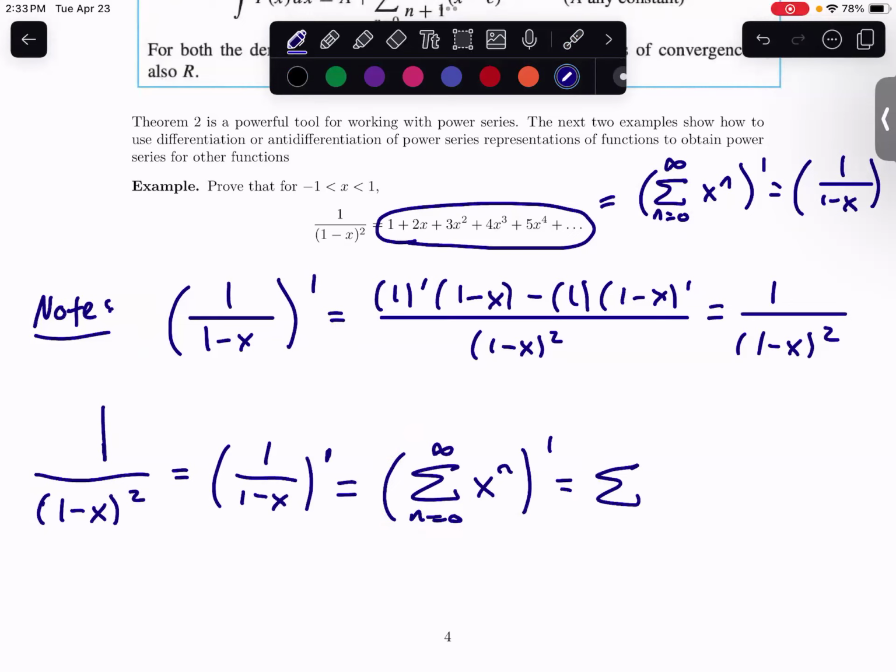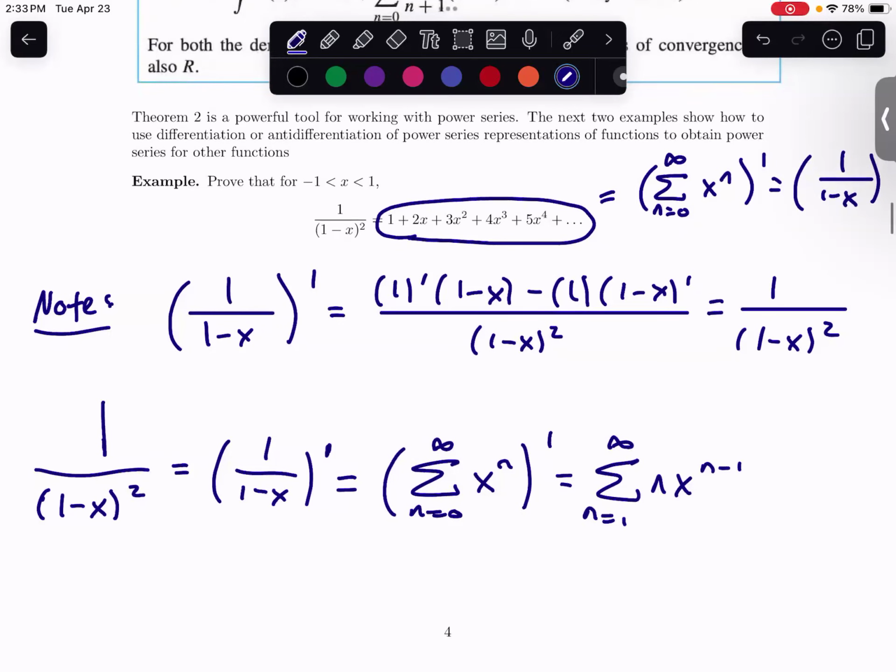When we're taking the derivative, if you're starting at n equals 0, you then go from n equals 1, because the derivative will cancel off the first term. Something to be mindful of. And so this will be n times x to the n minus 1.